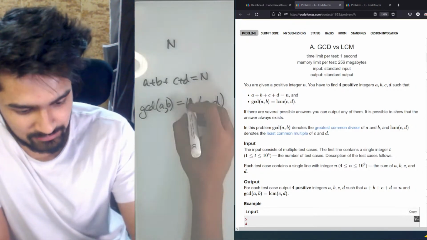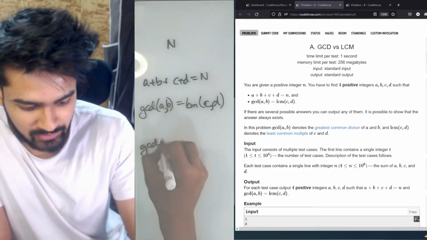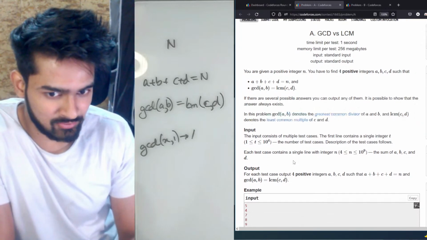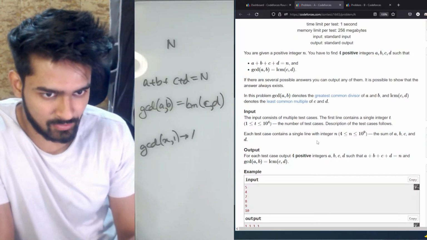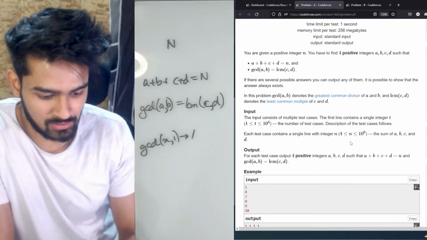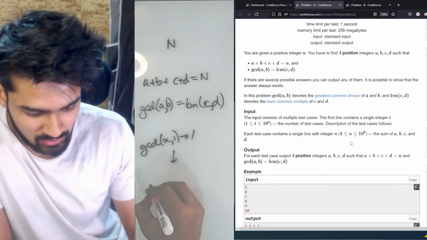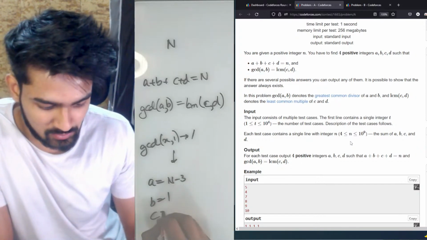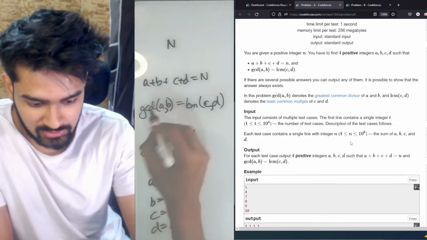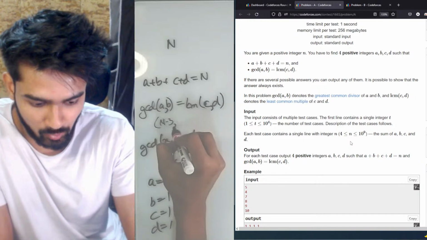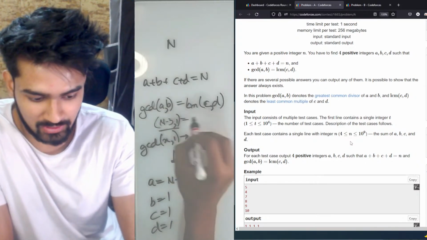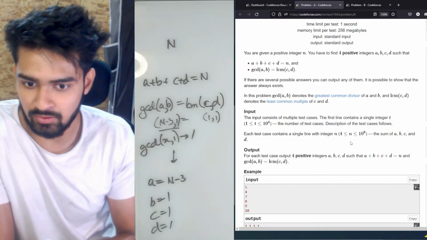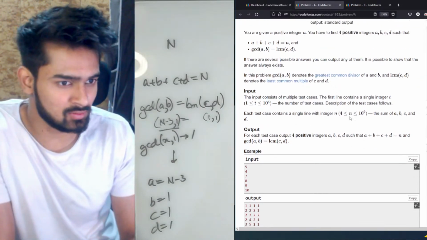Now, if you see, the GCD of any number with 1 is 1, and it is actually given in the constraints that n is greater than 4. So that's a direct hint that you can assume A equals n minus 3, B equals 1, C equals 1, and D equals 1. Now your GCD of n minus 3, 1 is going to be 1, and your LCM of 1, 1 is also 1. So that's all you had to do for problem A.